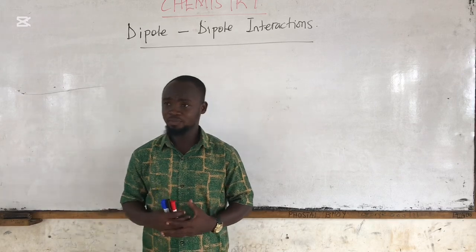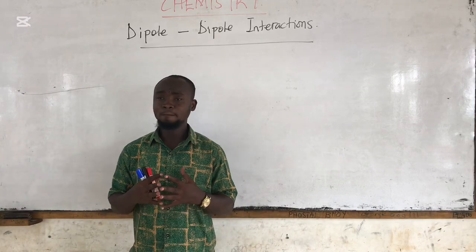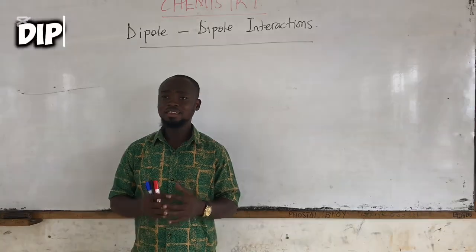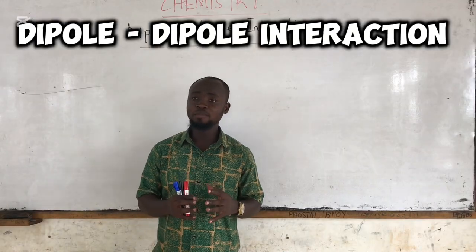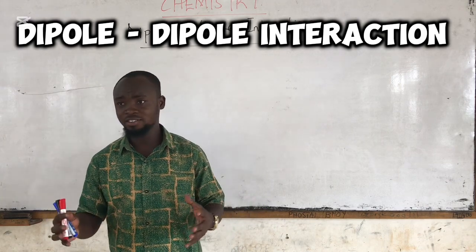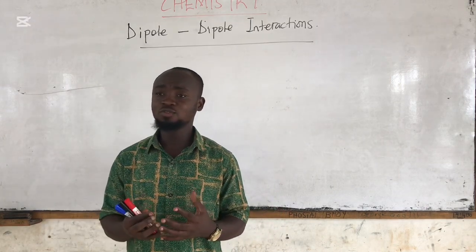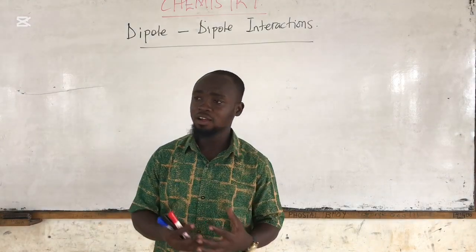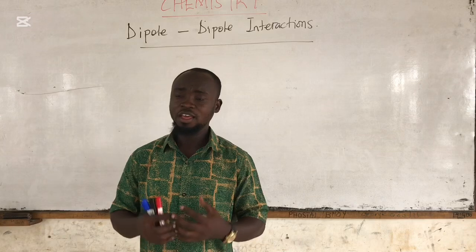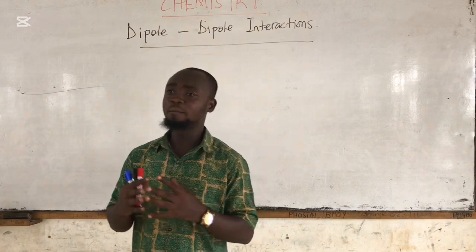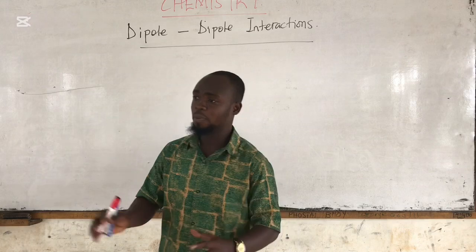In this lesson, we are going to discuss one type of intermolecular bonds known as the dipole-dipole interactions. A dipole-dipole interaction arises when two polar covalent compounds are brought near each other. It is a type of intermolecular bond that exists between polar covalent compounds.